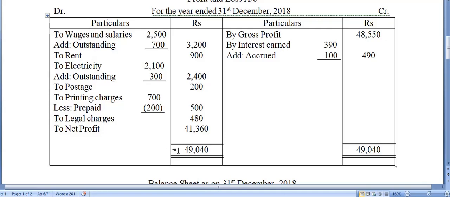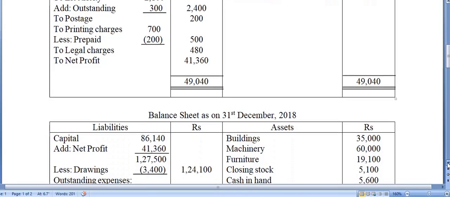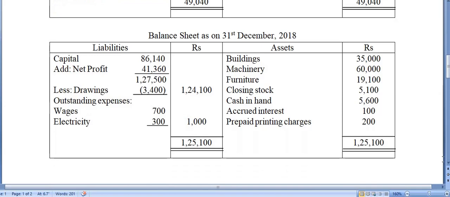Now let us move on to the balance sheet. In the balance sheet, we have to include all the items. We already know that part. The assets go towards the asset column, liabilities towards the liabilities column. Buildings, machinery, furniture, closing stock, cash in hand, these items will appear in the asset column. But I have included these parts also: accrued interest and prepaid printing charges. Let me just highlight it with yellow color. Excuse me for that part.